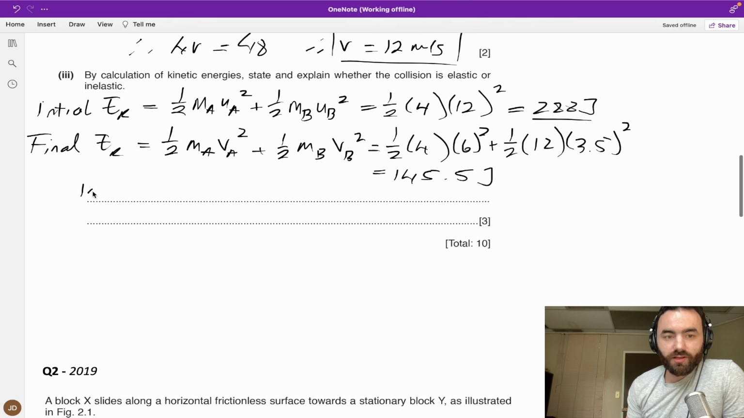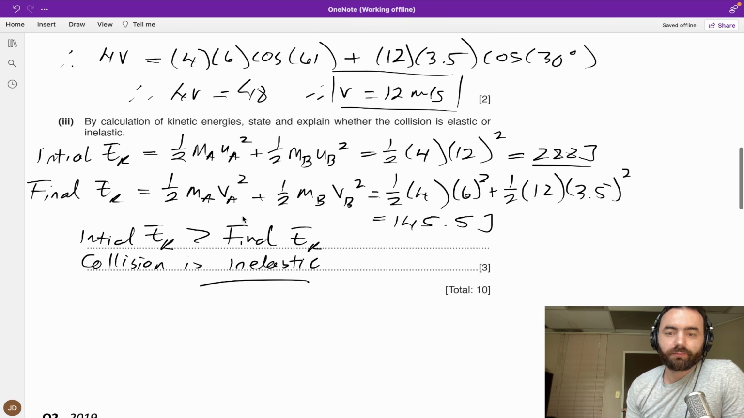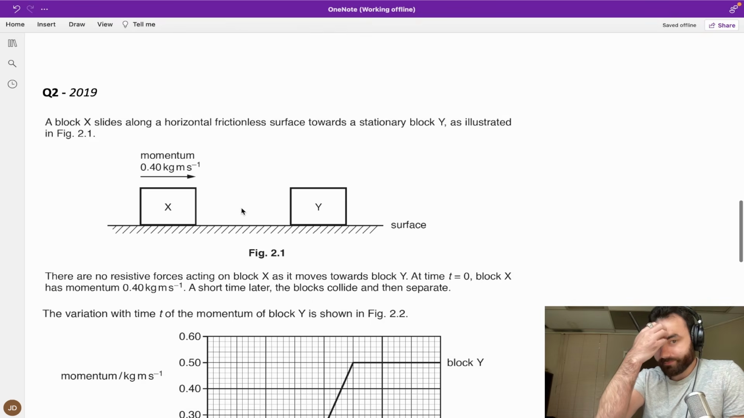So, because the initial EK does not equal, or I guess it's greater than the final EK, the collision is inelastic. Cool. We'll do one more.